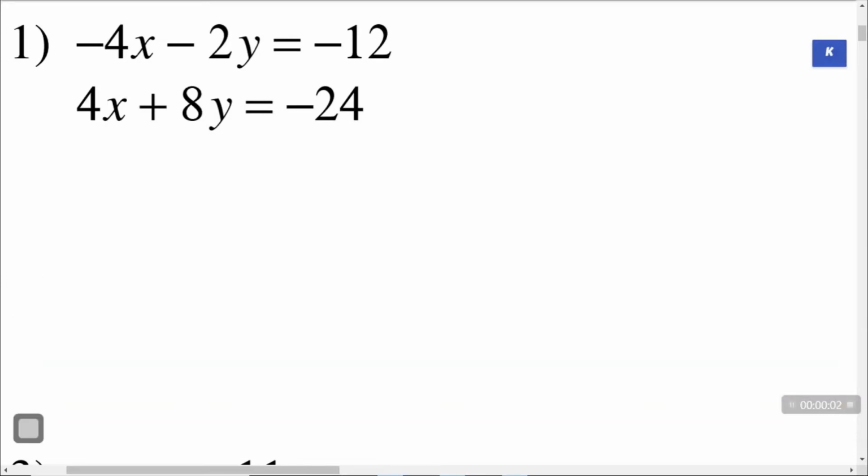Alright, this video is going to look at solving a system of equations using the elimination method. I'm going to start with some easy examples where it's already set up to eliminate, and then I'm going to get to some more challenging examples as it goes on.